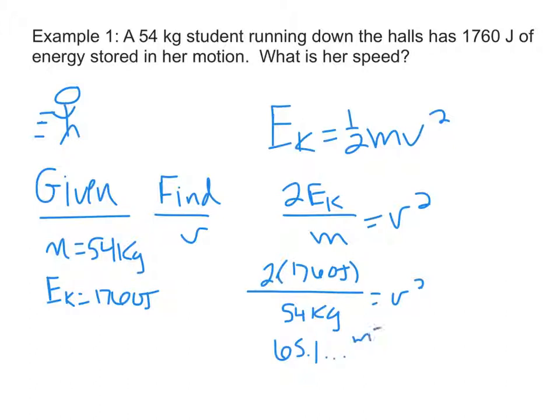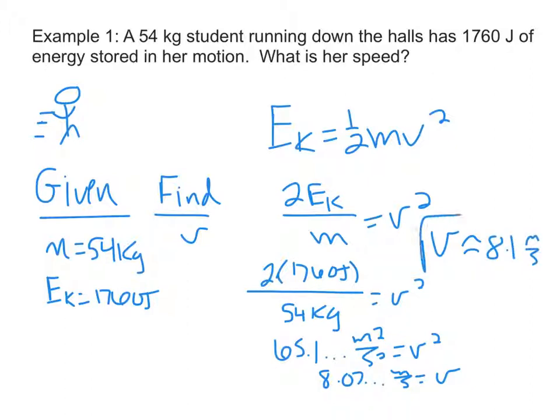We get 65.1, keeps on going, meters squared per second squared equaling v squared. Taking the square root of that, 8.07 meters per second equals v. This is 2 sig figs, so the speed is approximately 8.1 meters per second. Simple problem. Just getting used to using the equation.